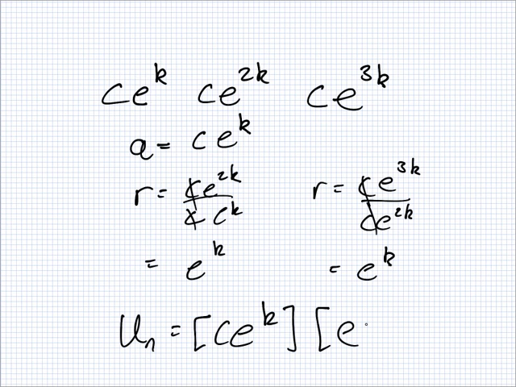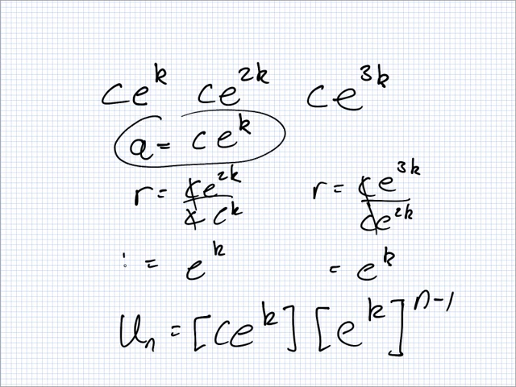u_n equals a r^(n minus 1). That's the a, and that's the r. So we're not supposed to solve it. Okay.